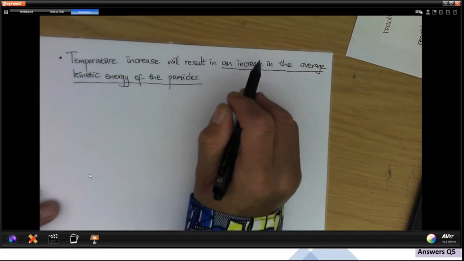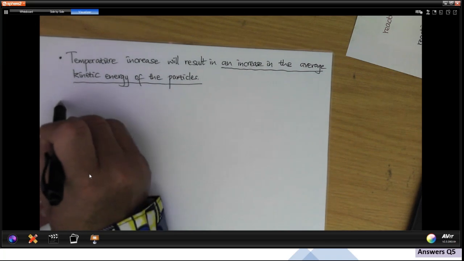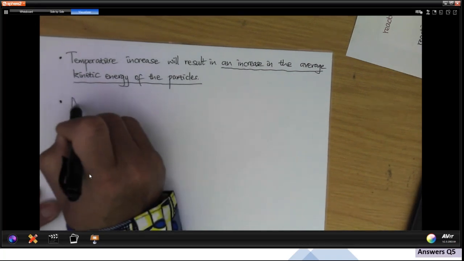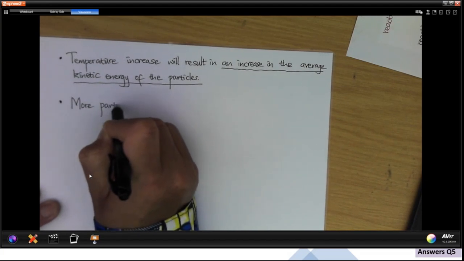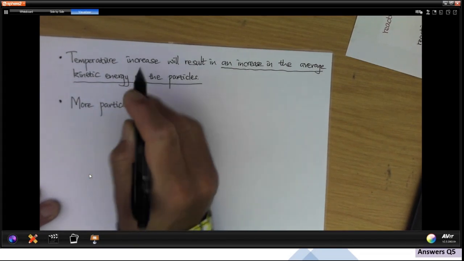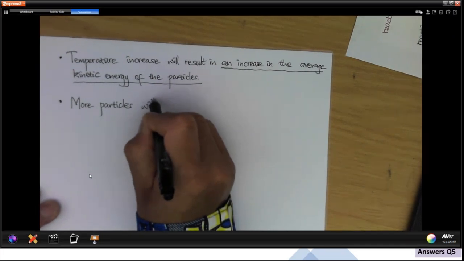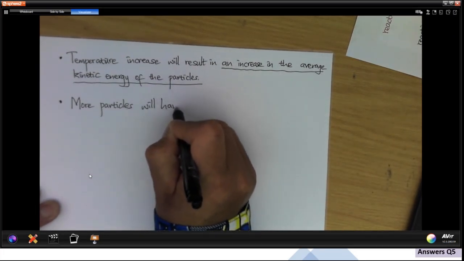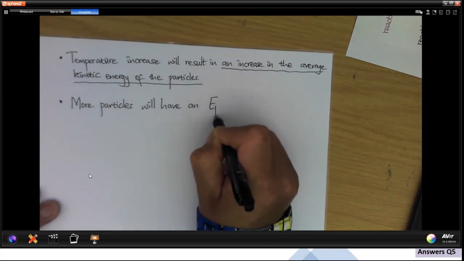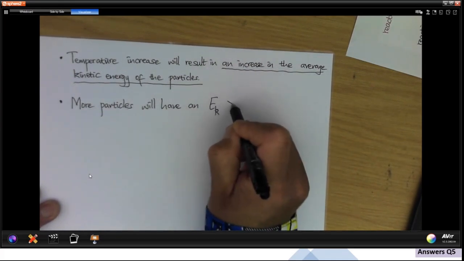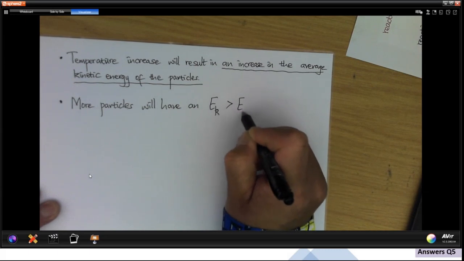That's point number one. Now, as a result, more particles will have an EK, kinetic energy, which is greater than the activation energy.